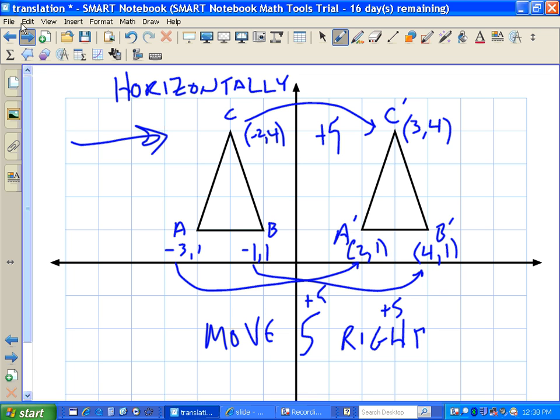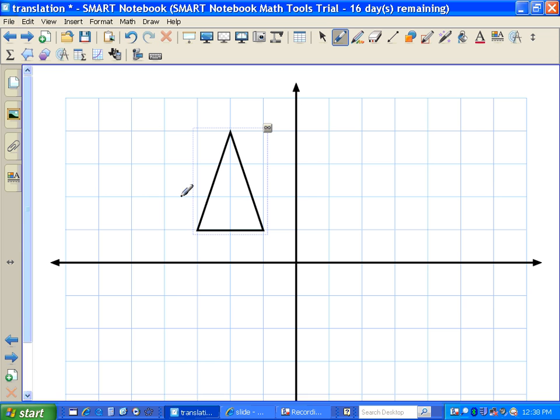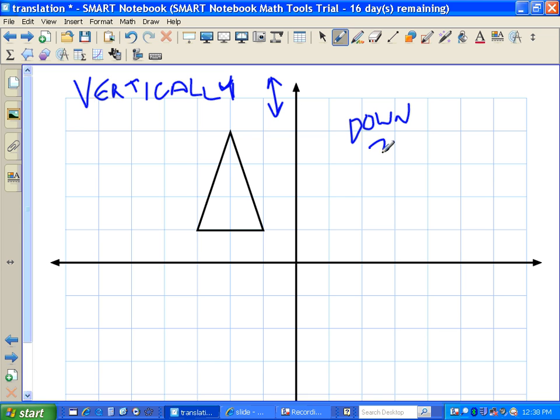As we move to the next thing, last time we moved it horizontally. This time, we'll move it vertically. Vertically means up and down. We don't have much place to move it up, so we will move this shape down 3 units.